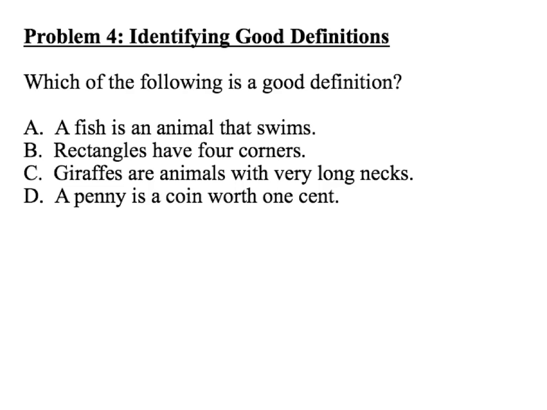So "a fish is an animal that swims." That's not a good definition. A dolphin swims, and it's not a fish. "Rectangles have four corners." That also isn't a good definition because I could draw four corners and it not be a rectangle. That's not a rectangle, but it has four corners. "Giraffes are animals with long necks." Also not a good definition. An ostrich has a long neck, and it's not a giraffe.